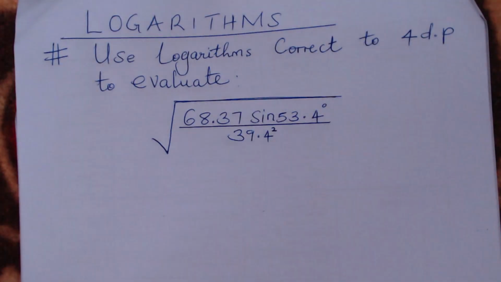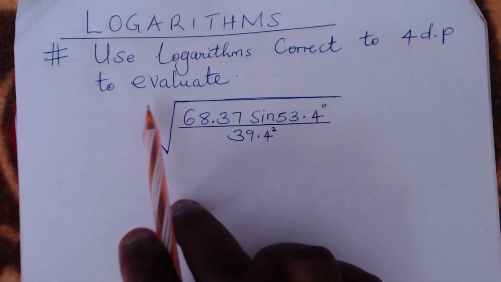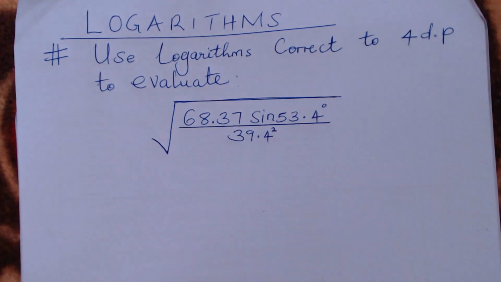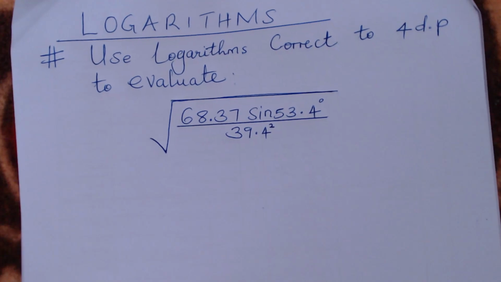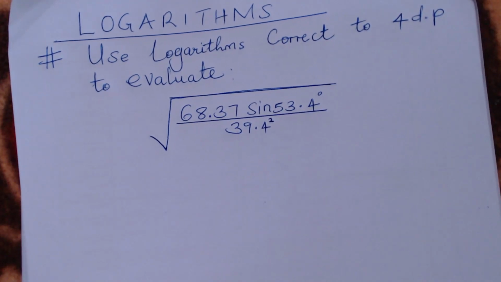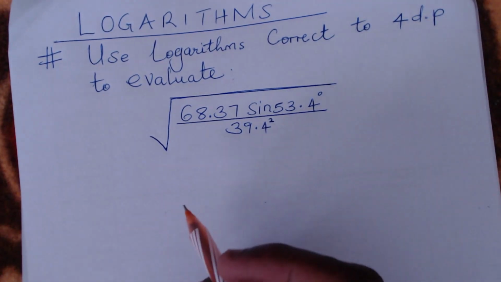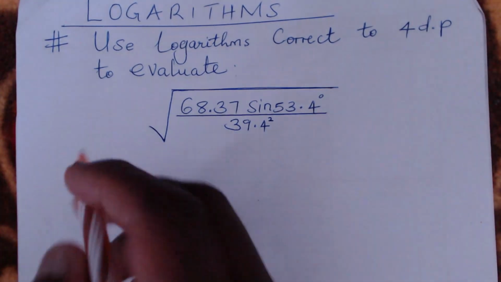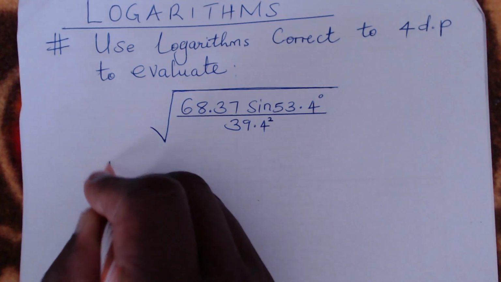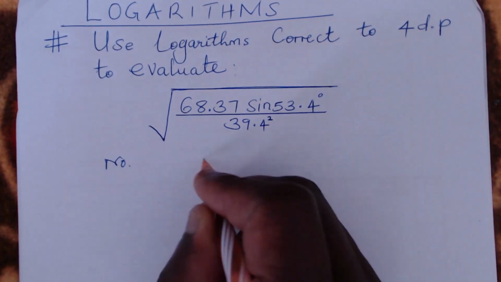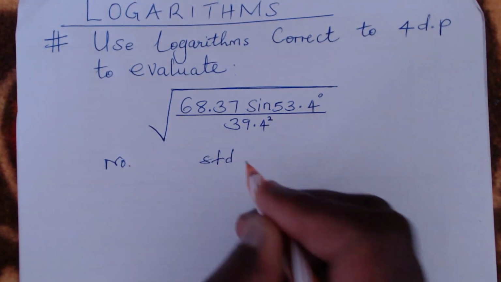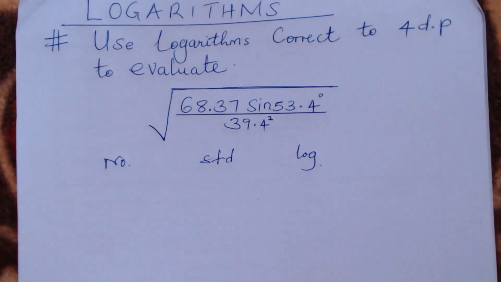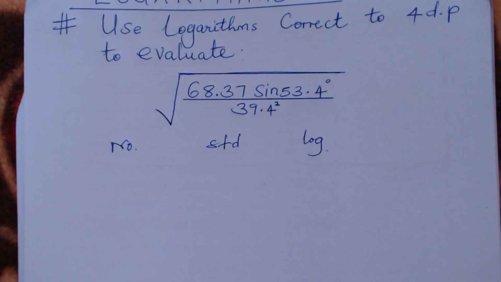Use logarithms correct to 4 decimal places to evaluate. You're supposed to evaluate these. We're going to start by drawing some important columns that we need. So one is the number. Then we shall have another one for the standard form, and then another one for logarithms. So let me draw these.